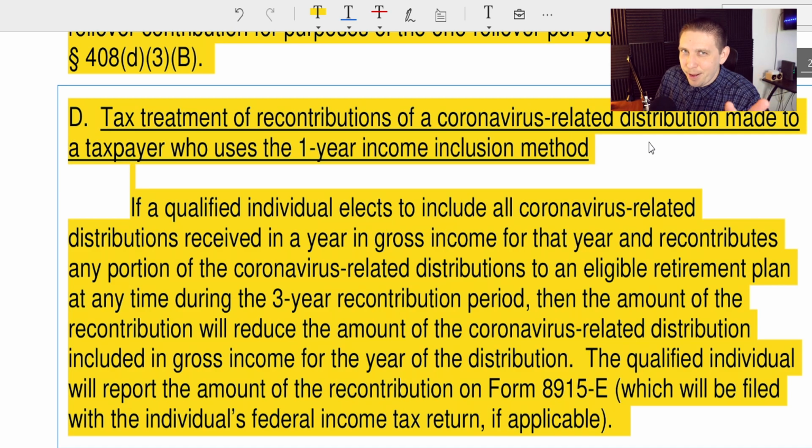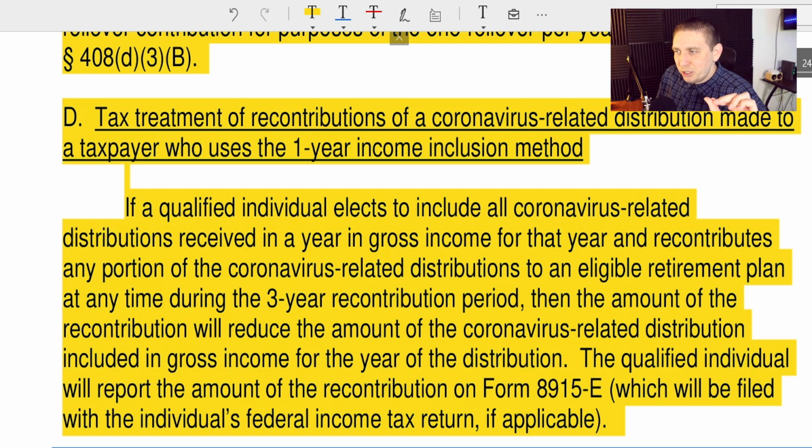So that's where it can get kind of messy. But anytime during the 3-year recontribution period, the amount of the recontribution will reduce the amount of the coronavirus-related distribution that is included in gross income for the year of the distribution. The qualified individual will report the amount of the recontribution on Form 8915-E, which will be filed with the individual's federal income tax return if applicable.